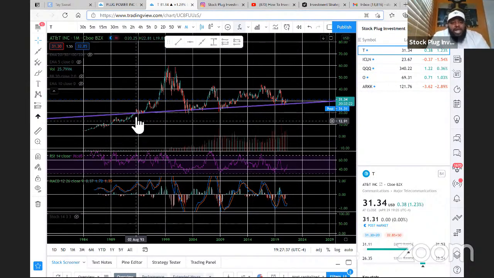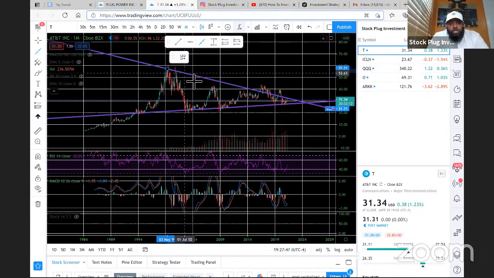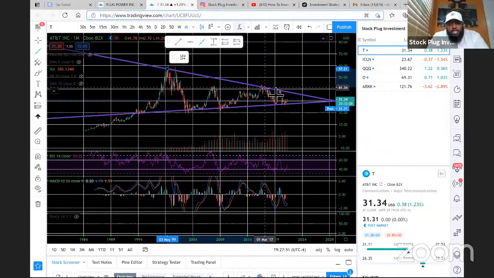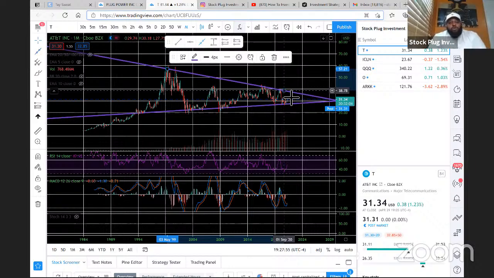And we want to draw a line to touch all these low points. It's the bottom of the channel right here. Then we do the same thing at the top. You typically want to go to the highest point on the chart and then make it connect at least 2 or 3 other candles. So boom, that's how it looks.